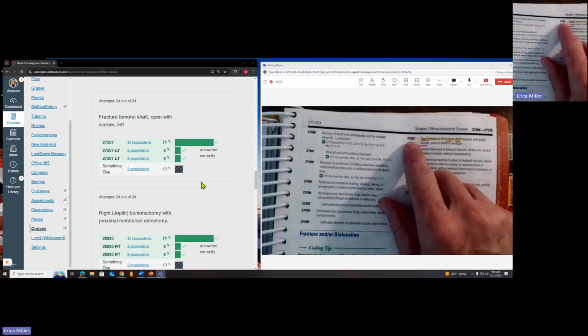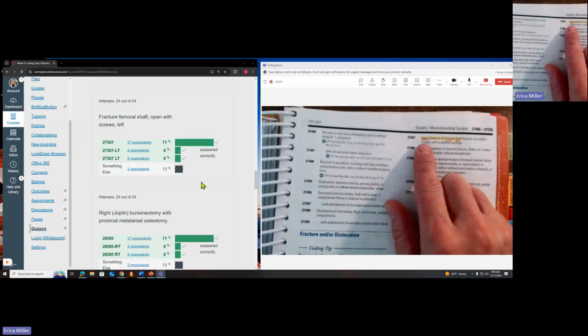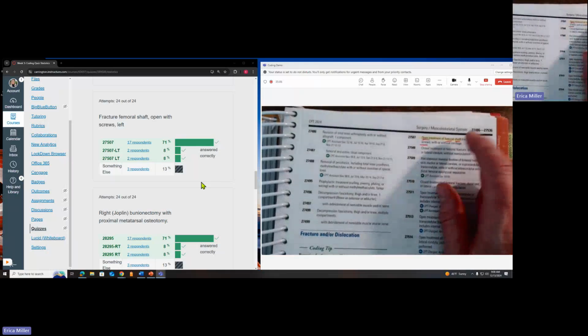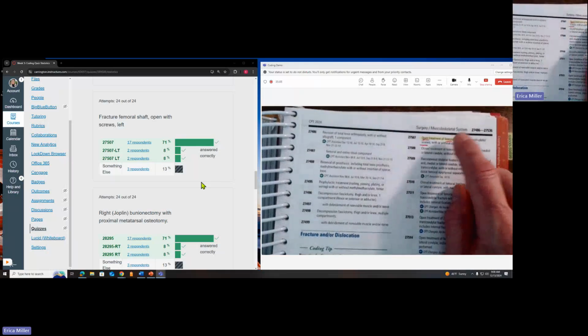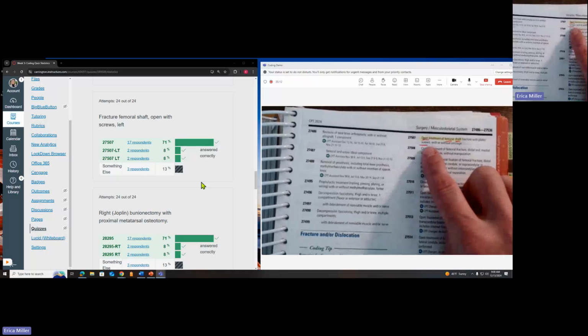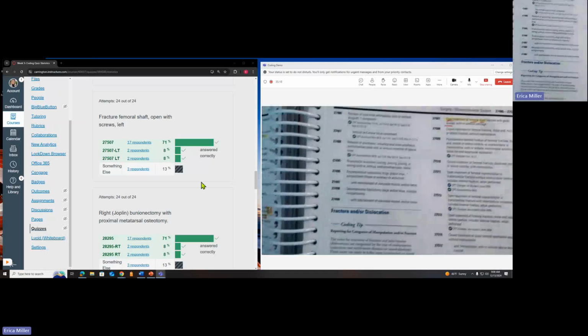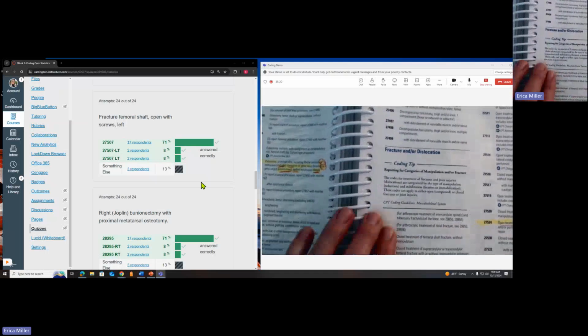There we go. 27507, open treatment. There's that detail of what part of the femur, the shaft, and then with plate, screws, with or without cerclage. So that's what we need, 27507. Let's read this coding tip before we move on.